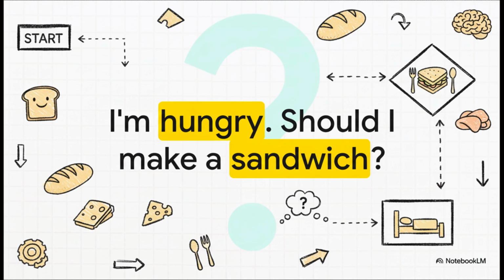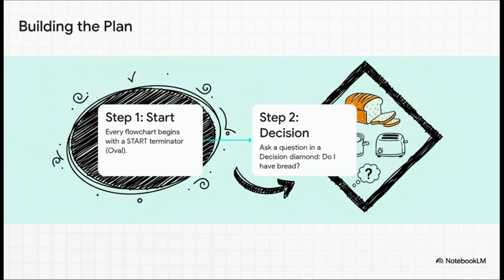Let's map this out. Okay, first things first. Every single flowchart needs a beginning. So we draw our oval and we label it start. Now, right away, we have to make a decision, don't we? So we need our diamond symbol. And inside that diamond, we ask the most important question, do I have bread?